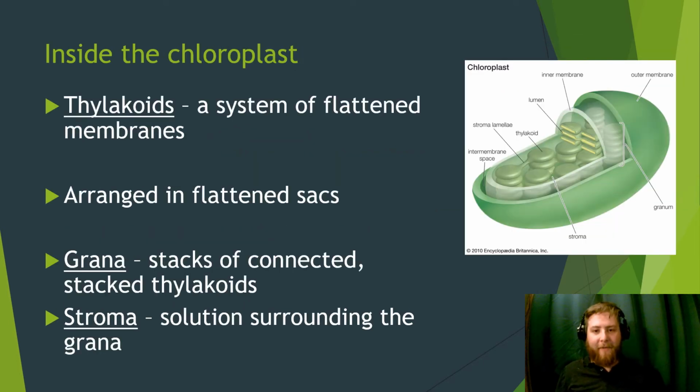All right, next let's talk about the inside of the chloroplast. Inside of the chloroplast are these thylakoids, which are these flattened membrane stacks. Like this whole stack here is a thylakoid. One of those is a thylakoid. They're arranged in these stacks that are called grana, which are connected, stacked thylakoids. And around them is the stroma, which is a solution or water that kind of nourishes and takes away the products of this reaction.